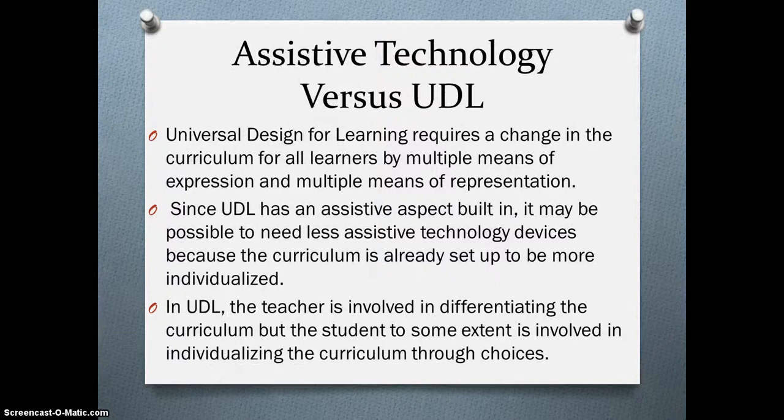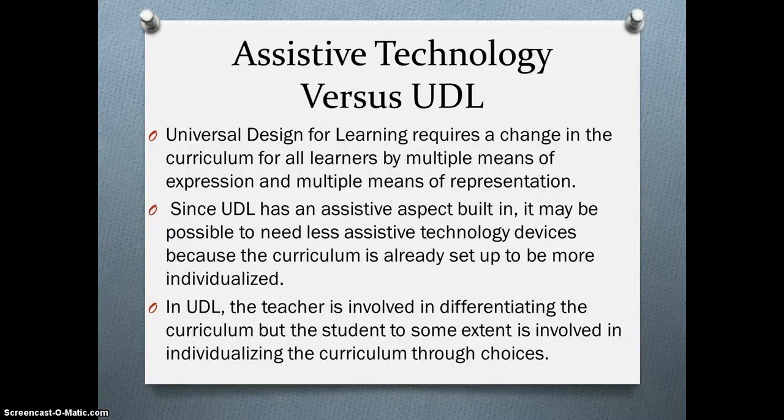So we can move on now from the law and move on to assistive technology. This week you're going to be reading a very short article. It's just a basic question and answer session about the difference between assistive technology and universal design for learning. Universal design for learning we've already talked about.